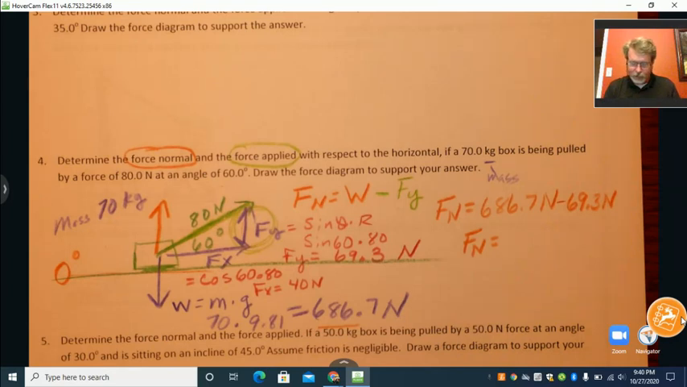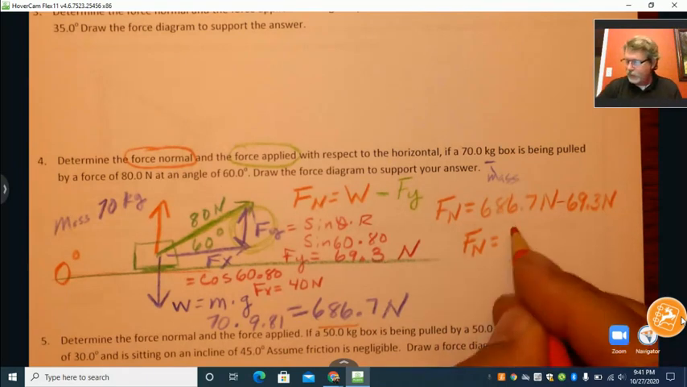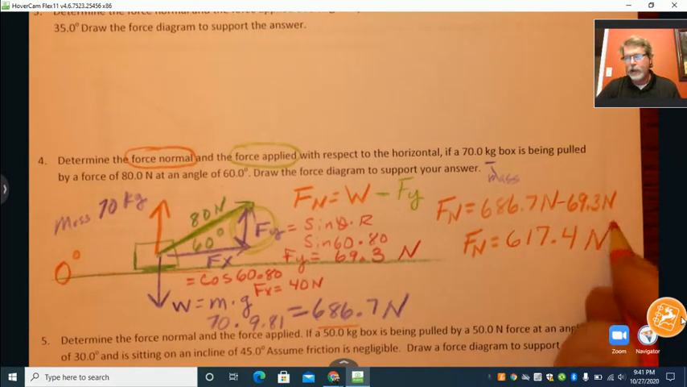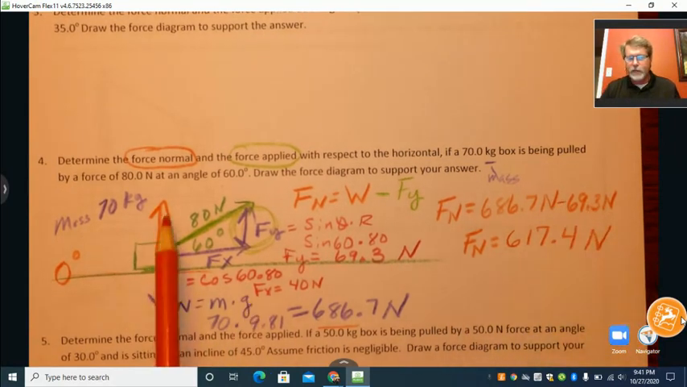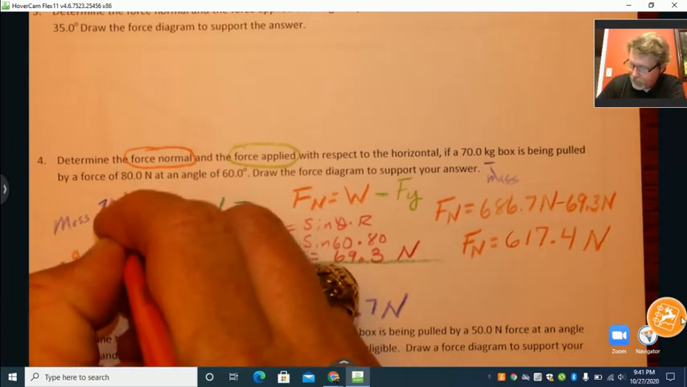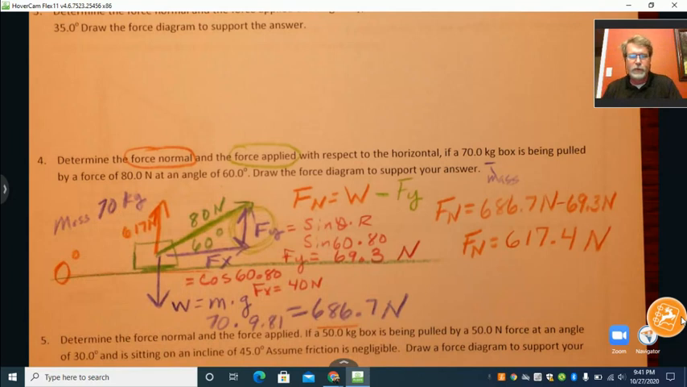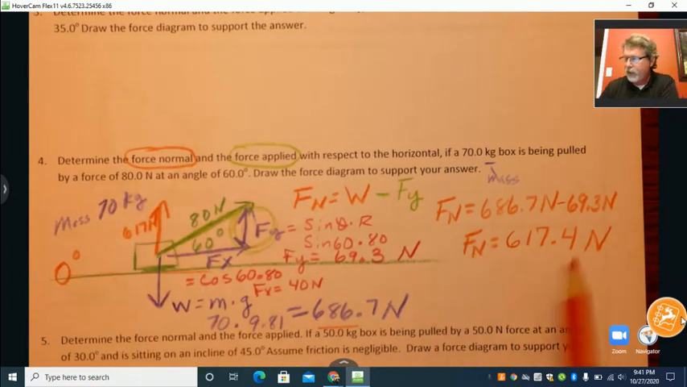Try that again, 686.7 minus 69.3 equals 617.4, and that would be in newtons. So this orange vector here can now be labeled 617.4 newtons if we wanted to. That is the force normal. So we found the force normal, okay?